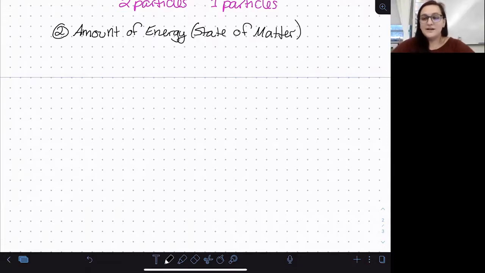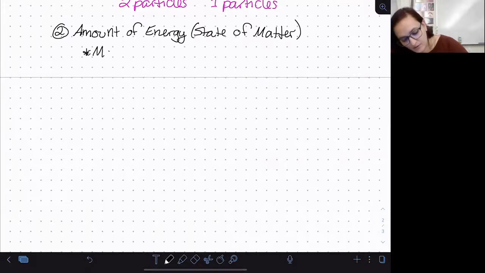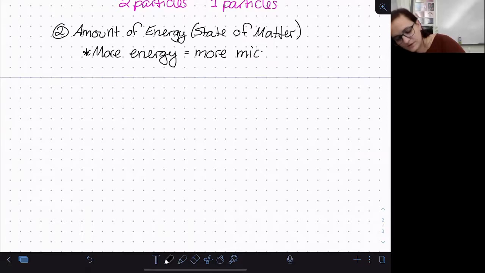We know that as a substance absorbs energy, absorbs heat, it gradually goes from a solid to a liquid to a gas. Gases are higher in energy than liquids, which are higher in energy than solids, as a general rule. So typically, more energy in your system also equals more microstates.